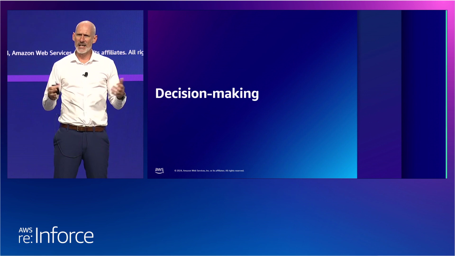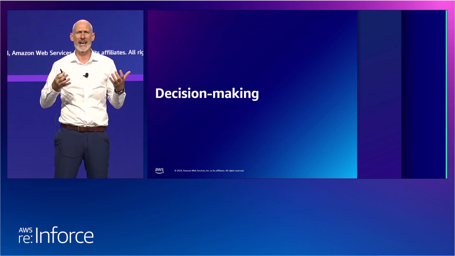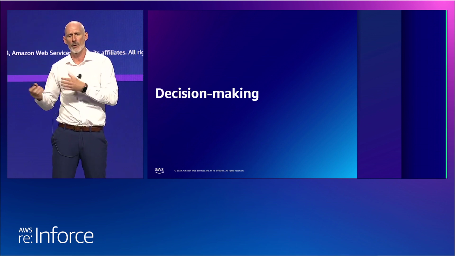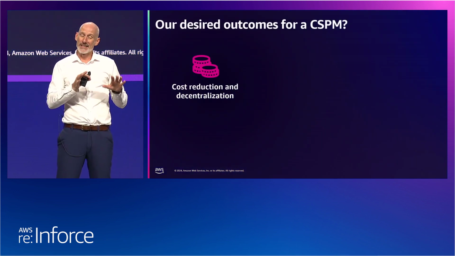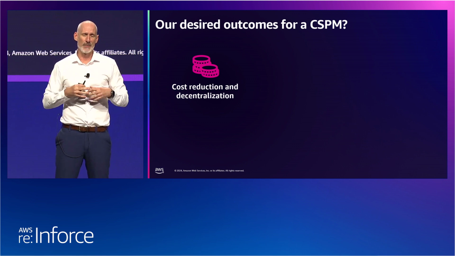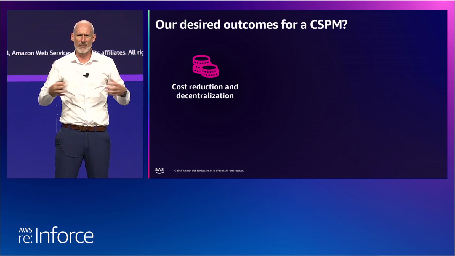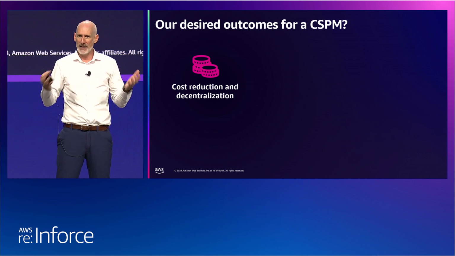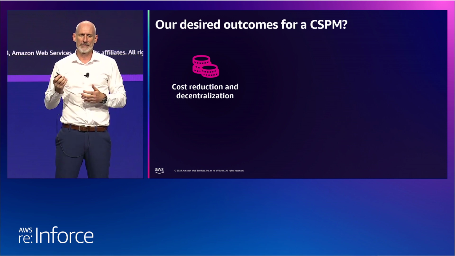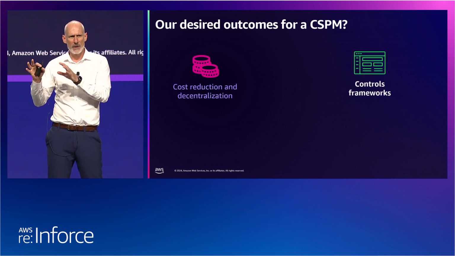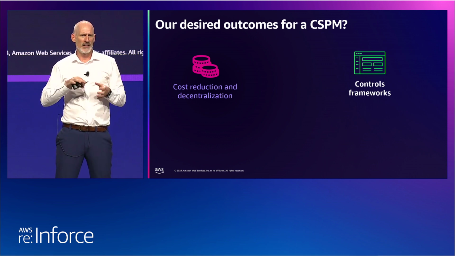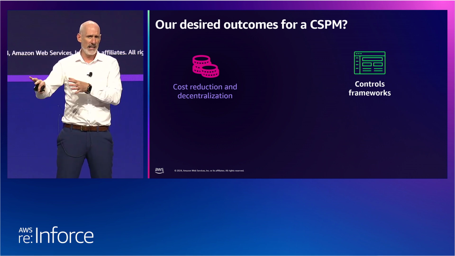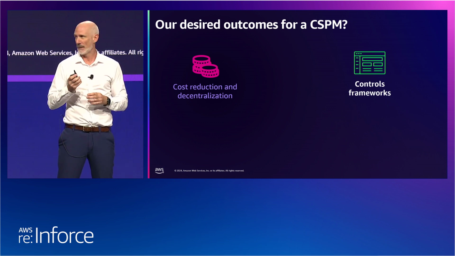So we decided at that time that we were going to rethink what we wanted out of our CSPM and our vulnerability management. We wanted to see a reduction in the cost, and we also wanted to see that decentralization, make sure that people were paying for what they were using. We wanted controls frameworks that we were going to adopt as an organization or had adopted, that meant that the detective controls were all just taken care of and we didn't have to spend any time on that.